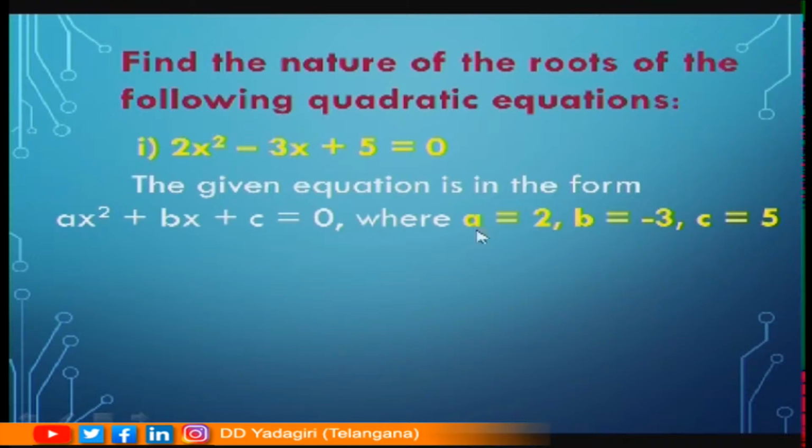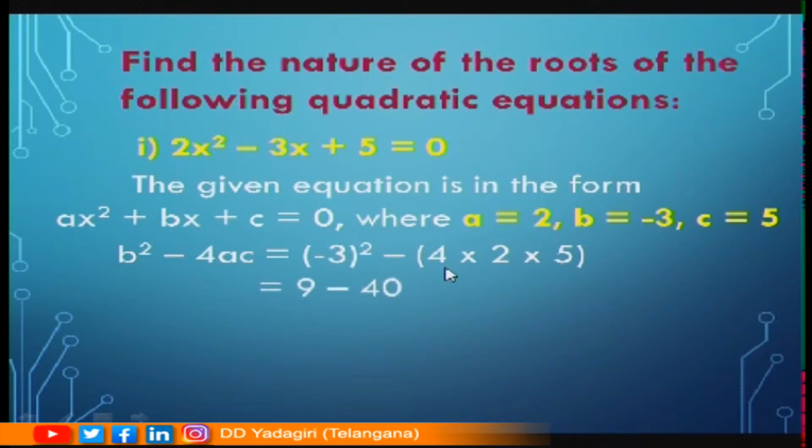When we compare the given equation with ax square plus bx plus c is equal to 0, we get a as 2, b as minus 3 and c as 5. So, let us find b square minus 4ac value. When we are substituting the respective values, we get minus 3 whole square minus 4 into 2 into 5, which is our 4ac value. Then, we know minus 3 whole square is 9 and 4 into 2 is 8, 8 5s are 40.